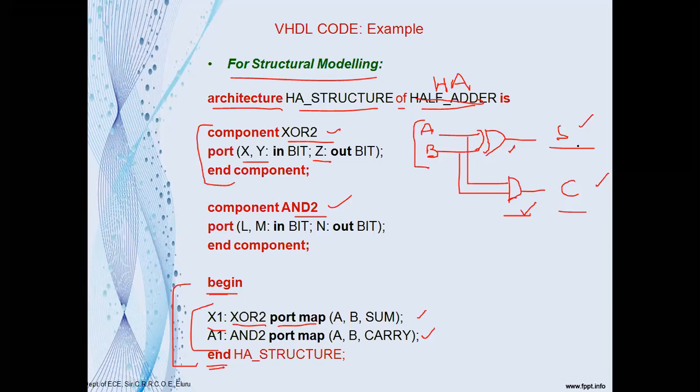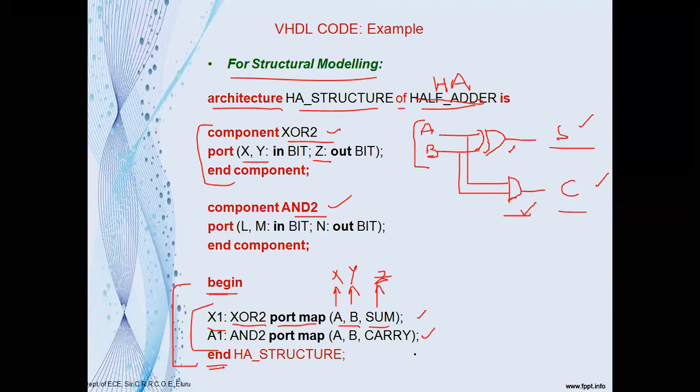You are mapping the components used in our architecture, their inputs and outputs, to the external inputs and outputs. So understand it simply: in this port you declared X and Y as inputs and Z as output. Now we simply write the inputs in brackets, A and B, separated with comma, and sum. Which means A is mapped with X, B is mapped with Y, and the sum is mapped with Z here. So this is called port mapping, and technically it is called component instantiation.